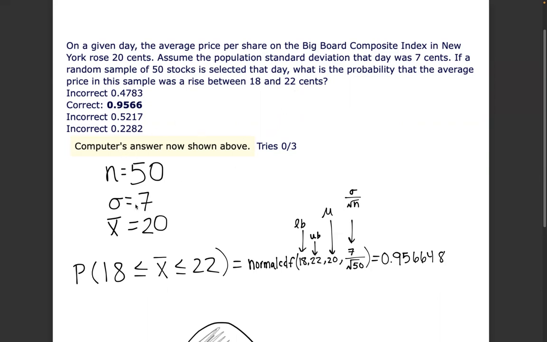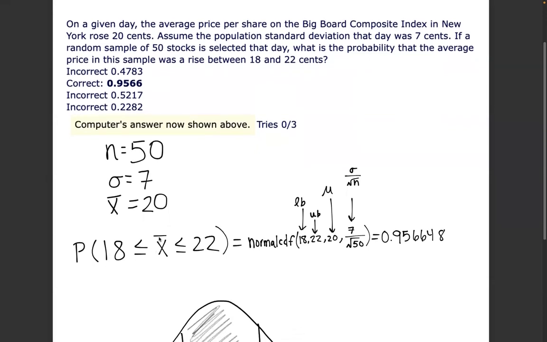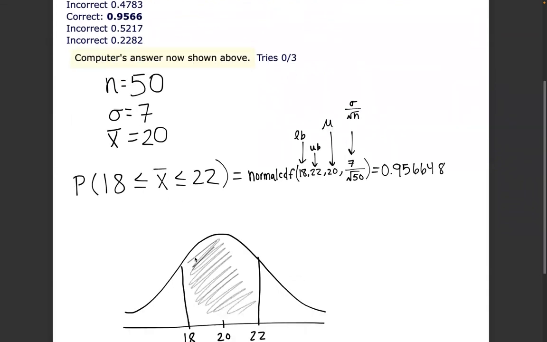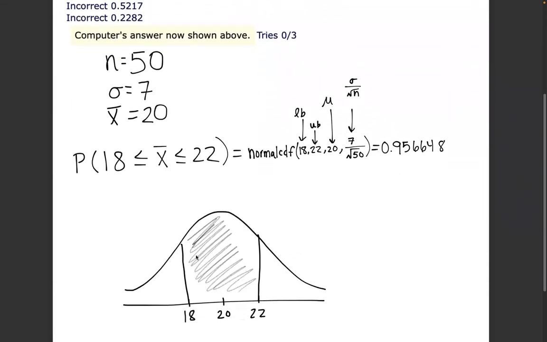So here, if we write out just what we're given, our sample size is 50, our standard deviation is 7, and our X bar is 20. And so we want to find the probability that our X bar lies within 18 and 22. So if I wanted to visualize that, we want to find the area under the curve from 18 to 22. So we're going to use our normal CDF function. And our lower bound is going to be 18. Our upper bound is going to be 22. Our mean is going to be 20.